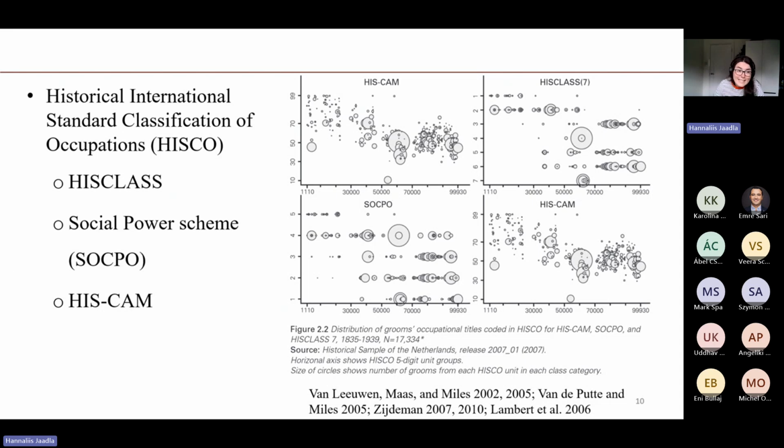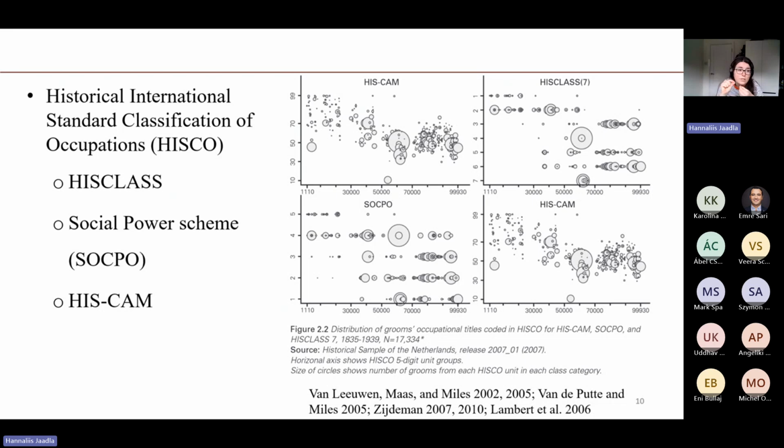And then there's also a HISCAM classification scheme. That one is a continuous measure. So why some people use that is that in your models or regressions, you can use a continuous measure, which sometimes can be more useful. And this is an occupational stratification scale, and it's similar to CAMSIS scaling, if you're familiar with that, and it's an extension of the Cambridge Social Interaction and Stratification Scale.